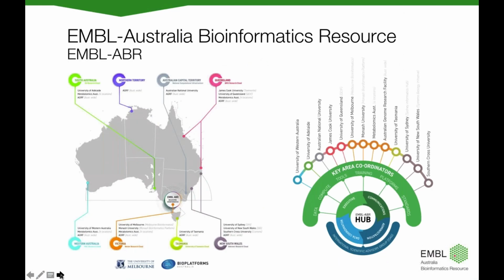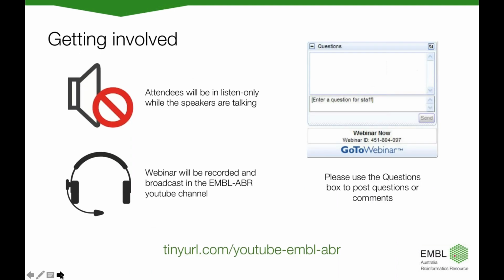EMBL-ABR is a distributed national research infrastructure network that provides bioinformatics support to life science researchers in Australia. It was set up as a collaboration with the EBI, the European Bioinformatics Institute in Europe, to maximise Australia's bioinformatics capability. There are currently 13 nodes of EMBL-ABR across Australia, each of which undertake or support bioinformatics research around several key areas. These are shown on the right: data, tools, compute, training, standards, and platforms.